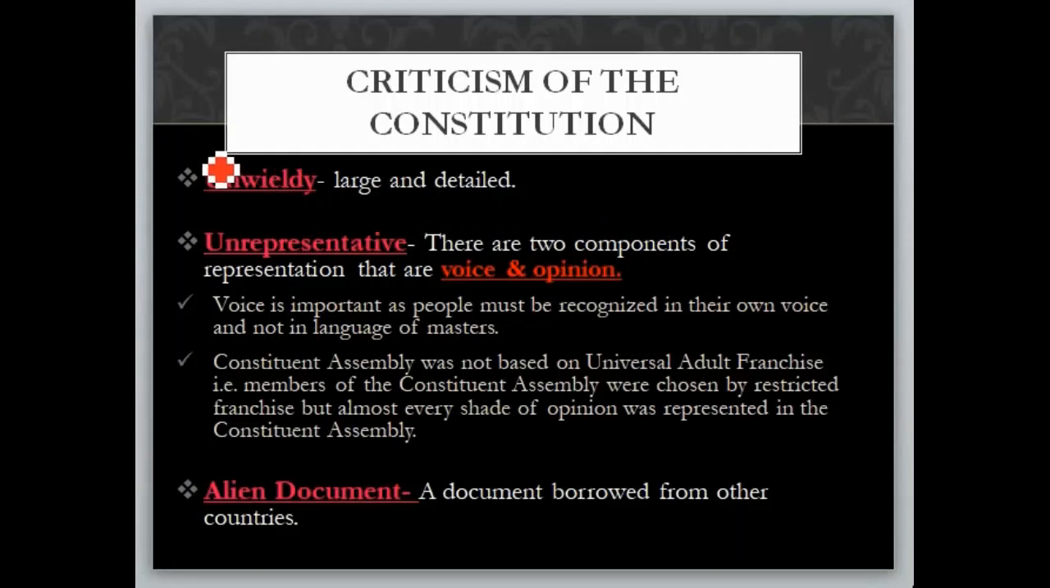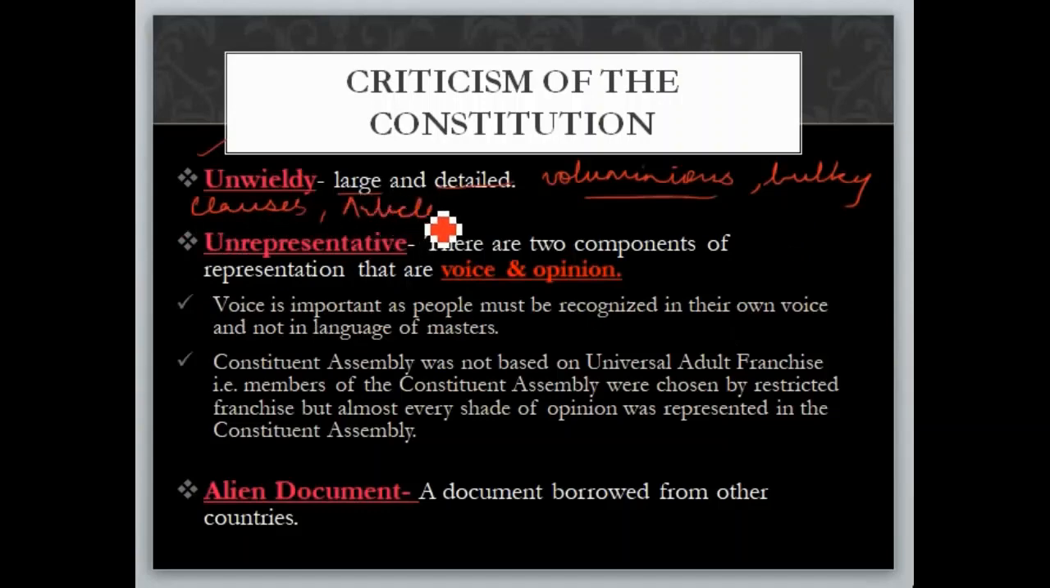Basically, we can divide these criticisms into three broad categories. The first category is that it is unwieldy. By the term unwieldy, we basically mean large and detailed. We basically know that our country's constitution is voluminous. Why is it voluminous, why is it bulky, why is it too large, why is it too detailed? Because there are lot many clauses, articles, and provisions that have been mentioned in our constitution.